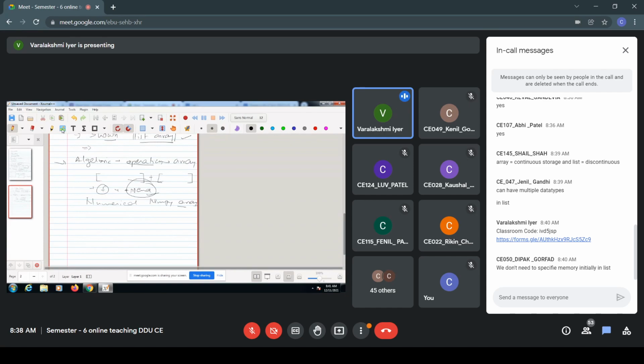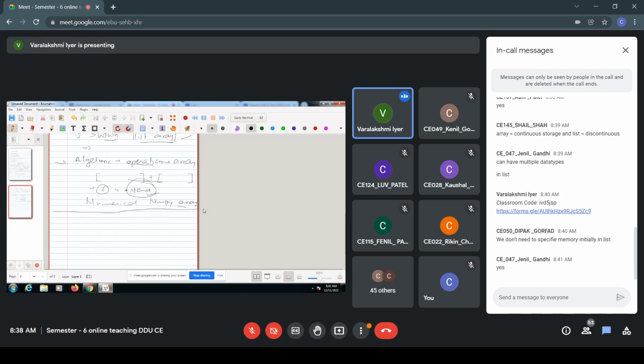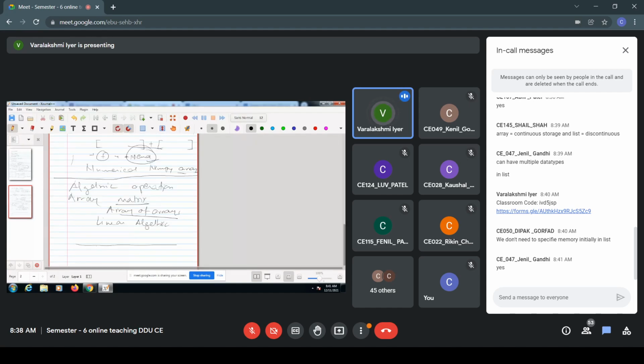Fine. Okay. So some of the functions that we have in this are addition. We can perform some of the algebraic operations easily. Then through arrays, we can create a matrix. Matrix is an array of arrays, and we can also do some of the linear algebraic functions on a matrix. What are the linear algebraic functions that you know of for a matrix? Hello?